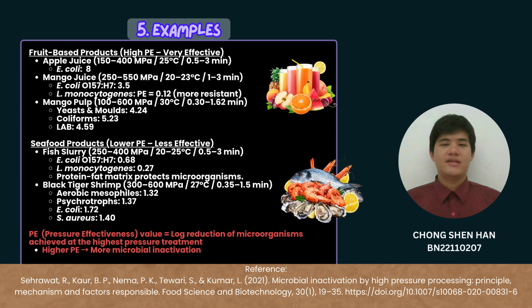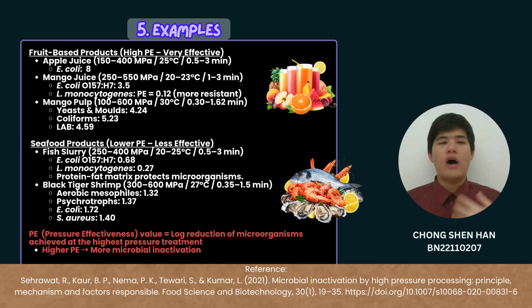In comparison, seafood products show lower pressure effectiveness. Fish slurry treated at 250 to 400 megapascal resulted in smaller reductions, especially for Listeria monocytogenes. This is because the protein fat matrix protects the microorganisms. The black tiger shrimp also shows only moderate reduction under similar pressure conditions for organisms like E. coli, Staphylococcus aureus, psychrotrophic bacteria, and aerobic mesophilic bacteria.